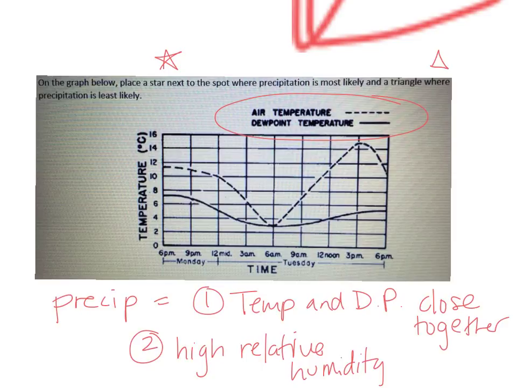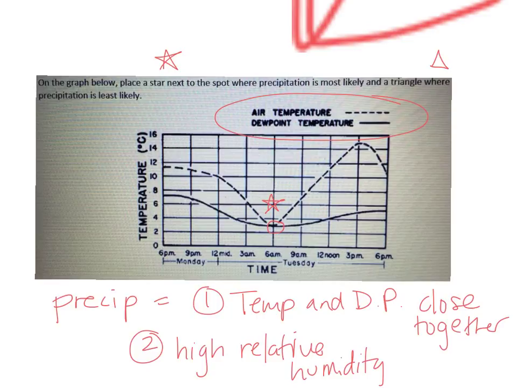Place a star next to the spot where precipitation is most likely, and I'm going to start there first. Okay? I know precipitation is going to happen when the air temperature and the dew point temperature, essentially the same things, are close. So when I look at my graph, I can see that at about 6 a.m., I have air temperature and dew point temperature meeting at pretty much the exact same spot there. I know that that is a clue that precipitation can happen, so that is where my star belongs.